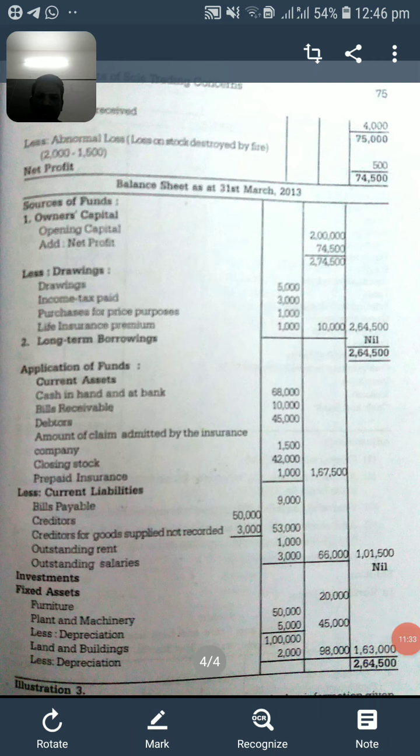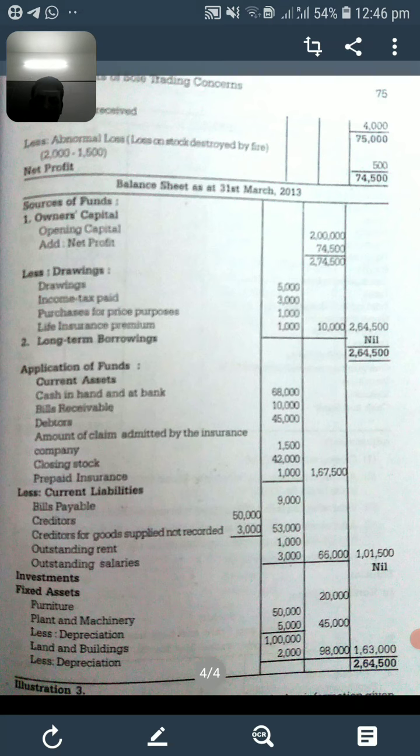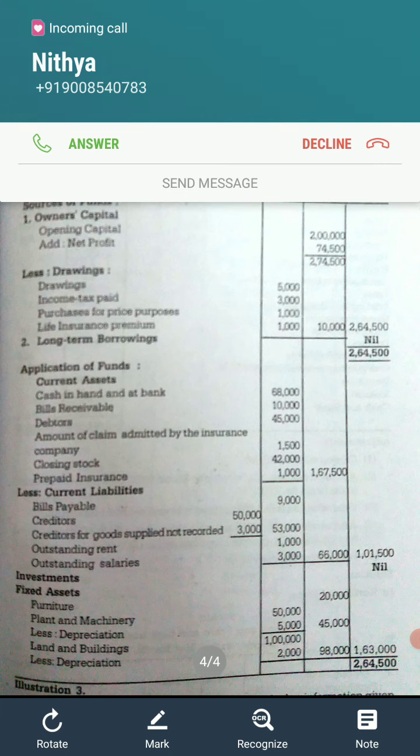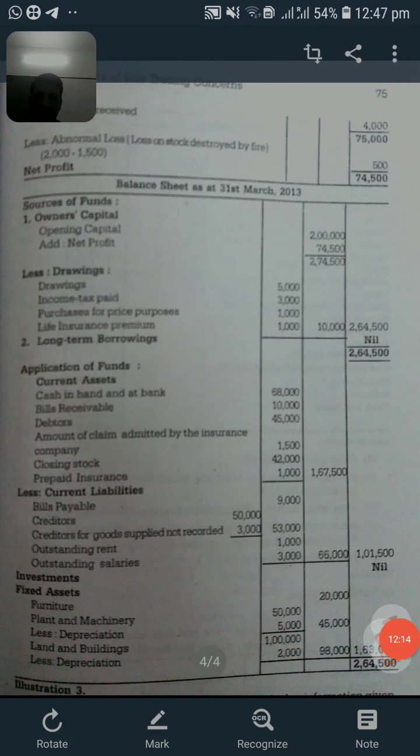Next, investments are not given in the problem, so that should be nil. Next, fixed assets, under that furniture 20,000, plant and machinery inner column 50,000, less depreciation 5,000, outer column 45,000, land and buildings 1 lakh, less depreciation at 2%, so that is 2,000. So 1 lakh minus 2,000, 98,000. So total fixed assets 1,63,000. So total applications of funds 2,64,500. So both sources of funds as well as applications of funds are tallied.